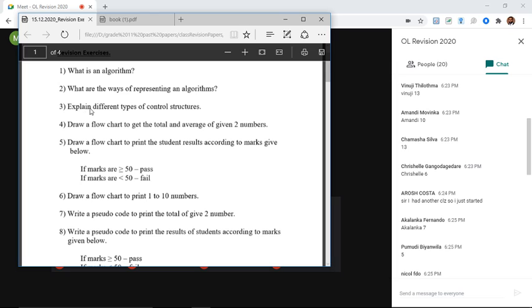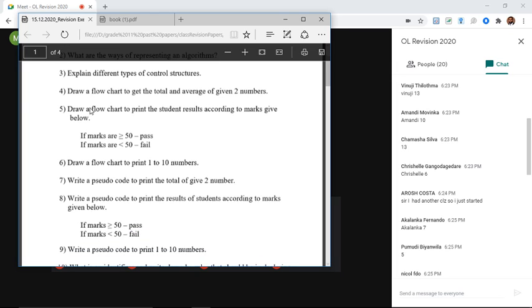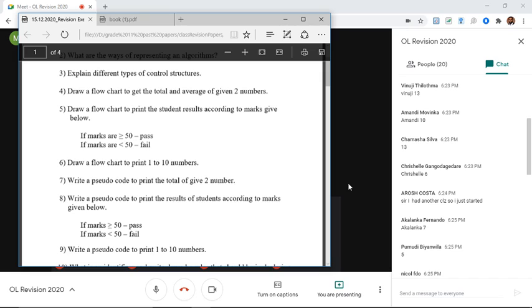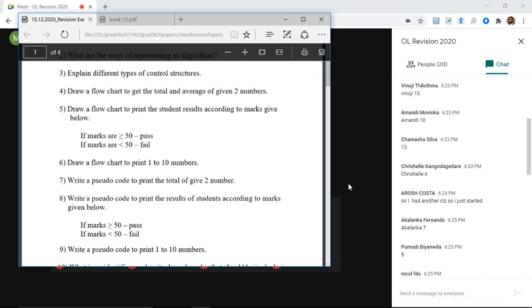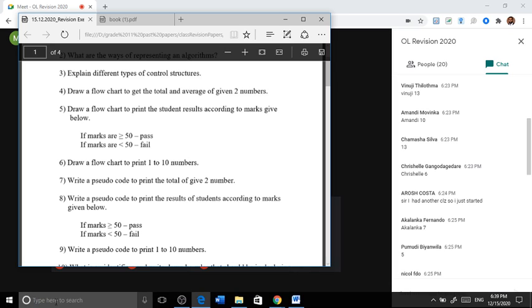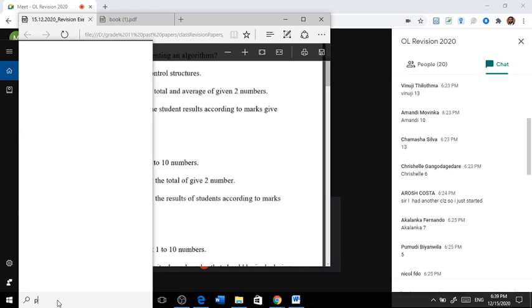Okay, right, we are moving to the third one. Explain the different types of control structures. Chamasha, tell me what are the control structures available? Sequence, selection, and repetition. Yes. Sequence, selection and repetition. Okay. We are having sequence, selection and repetition. Good.